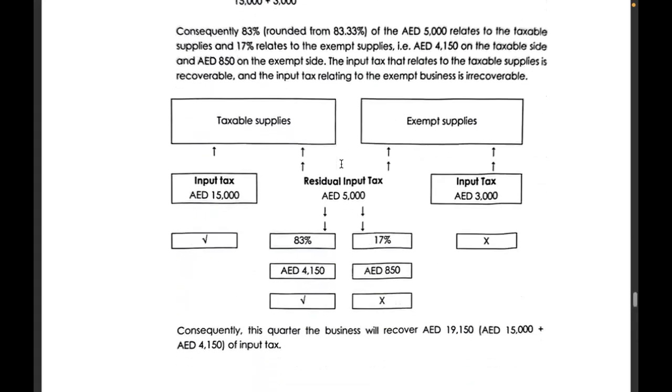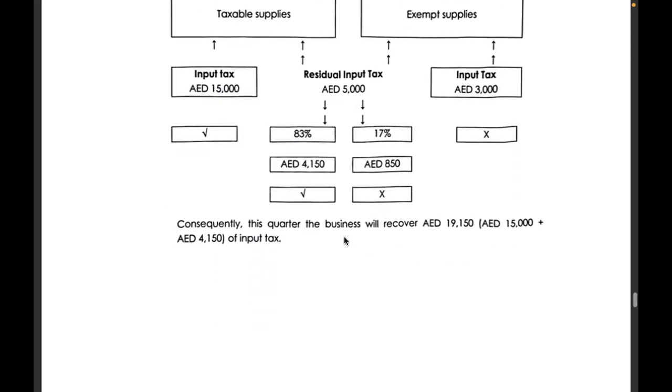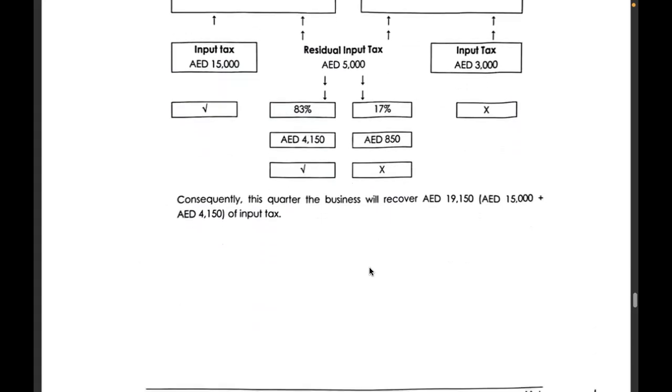So if you look again at the 5,000 dirhams of residual input VAT, you'll see 83%, which is the recovery ratio, standard method. That will be 4,150. This will be recoverable, and the remaining 850 will be clubbed with the blocked input tax. Consequently, this quarter the business will recover 19,150. How? 15K plus this 4,150. So 19,150. This will be recoverable input VAT.